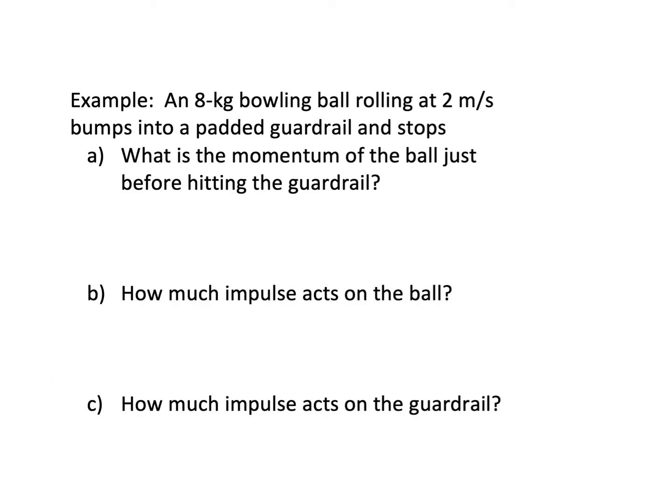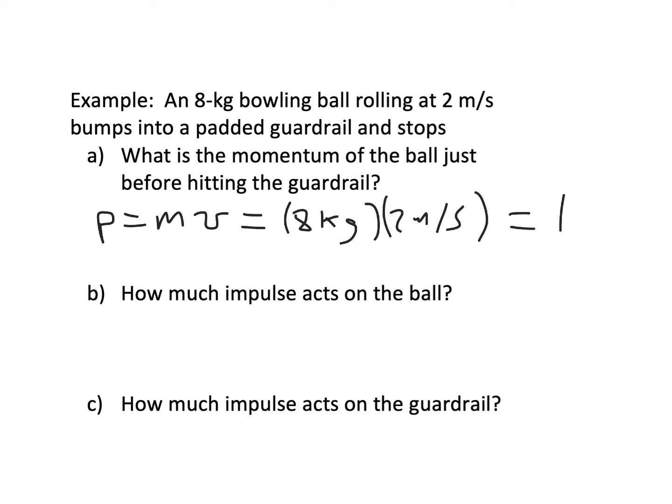So let's look at a quick example here. We have an 8-kilogram ball rolling at 2 meters per second, and it bumps into a padded guardrail and stops. The question is, what is the momentum of the ball just before it hits the guardrail? Well, that's pretty easy. We know that the momentum is equal to the mass times the velocity. In this case, that's going to be 8 kilograms times 2 meters per second. And that gives us 16 kilograms times meters per second. And that is our answer for part A.